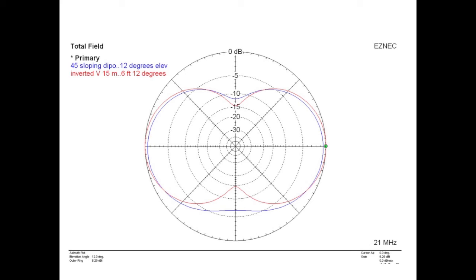Now this is a quick look at a plot of a 45-degree sloping dipole and an inverted V, both at the same height. This is at a very low elevation angle of 12 degrees, which would be good for DX into Europe in particular. And there is very, very little difference in radiation intensity at that 12-degree point.